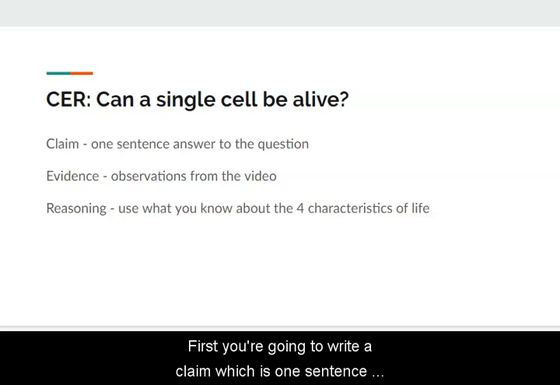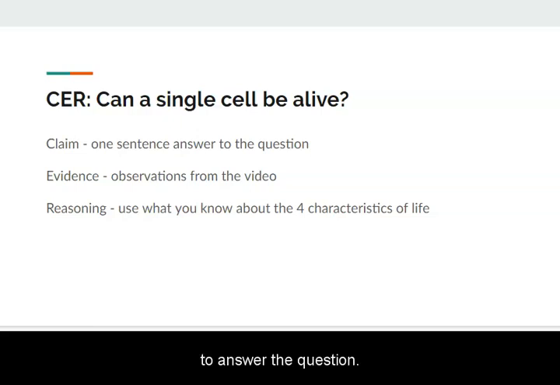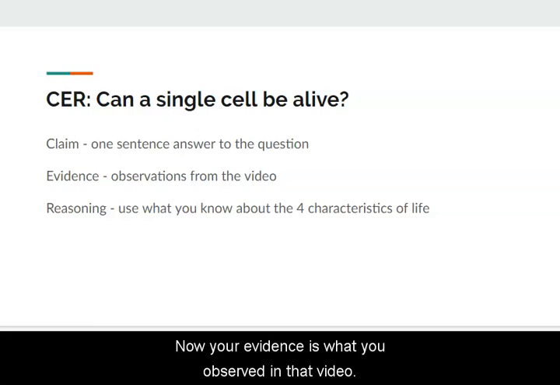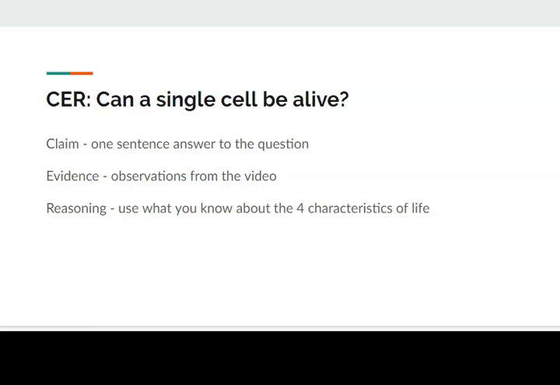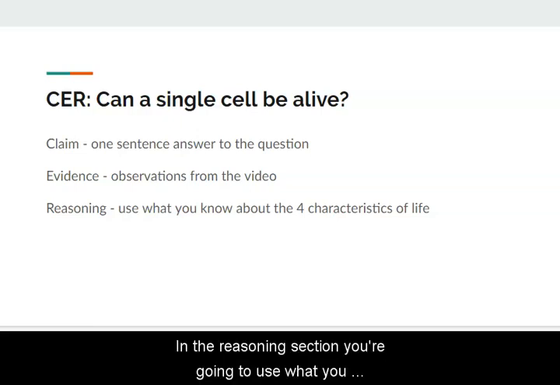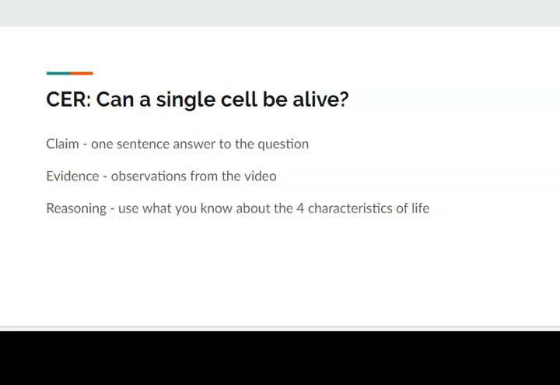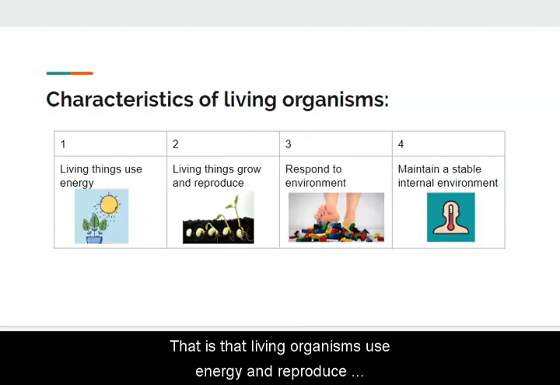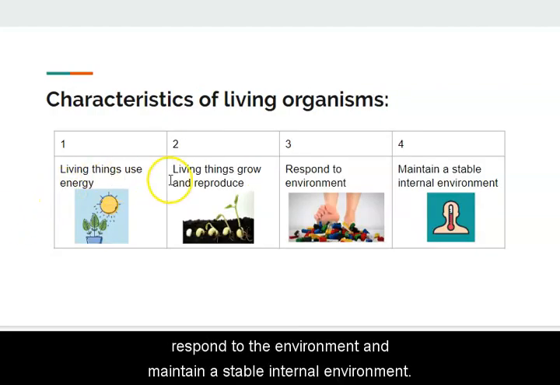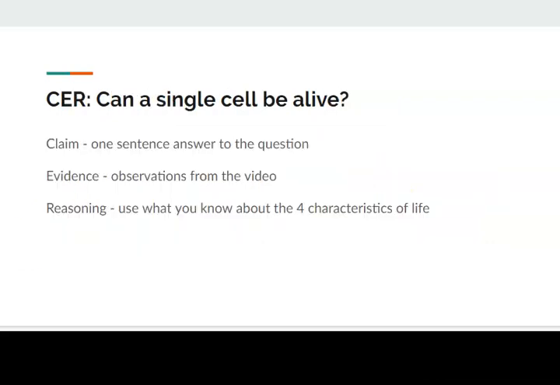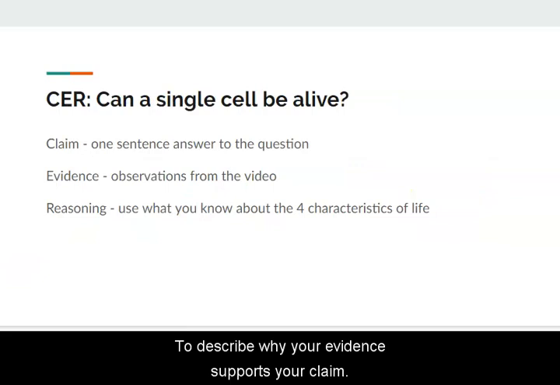First, you're going to write a claim, which is one sentence to answer the question. Next, you're going to talk about the evidence. Now, your evidence is what you observed in that video. In the reasoning section, you're going to use what you know about the 4 characteristics of life. That is that living organisms use energy, grow and reproduce, respond to the environment, and maintain a stable internal environment to describe why your evidence supports your claim.